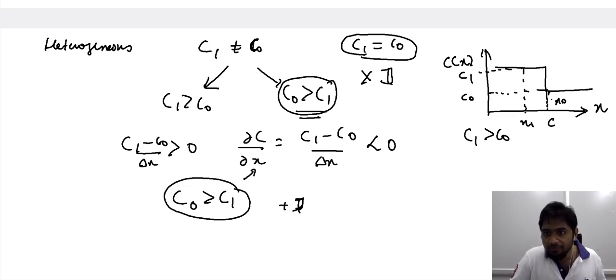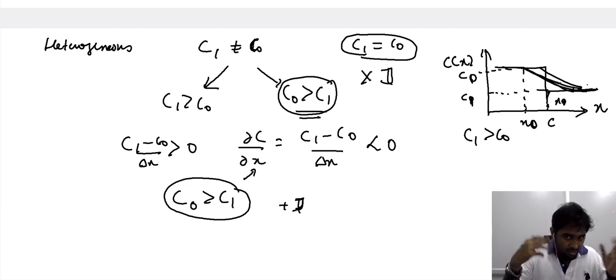So instead of this being our x0, let us assume this to be our x1, and this to be our x0, and correspondingly this will be our c0 and this will be our c1. So c0 is greater than c1. Then we have a positive flux. That means the flux will flow in this direction. There will be a flux that will move from the higher concentration to the lower concentration.